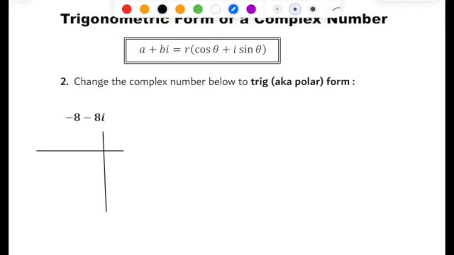So that's going to be to the left and down, and it's going to be the same amount since it's 8 units in each direction. There's your point. Your triangle, certainly not drawn to scale here. That's 8 and 8. And your r is the hypotenuse.